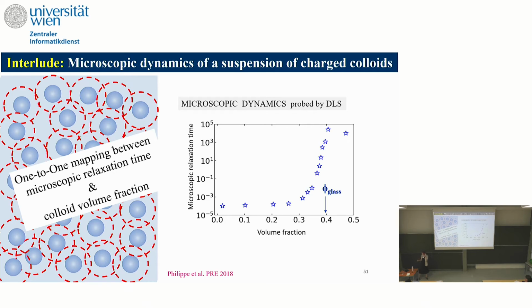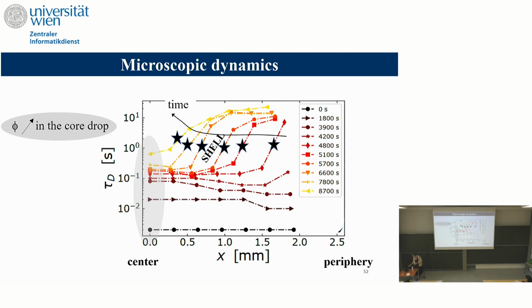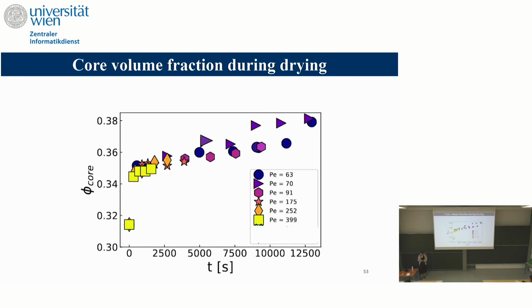Okay, and because of this mapping, you can... Here we look at the core. We have this huge increase of the relaxation time, which in fact is due to an increase of the volume fraction in the core that is plotted here. So you have an increase with different Peclet number with time.